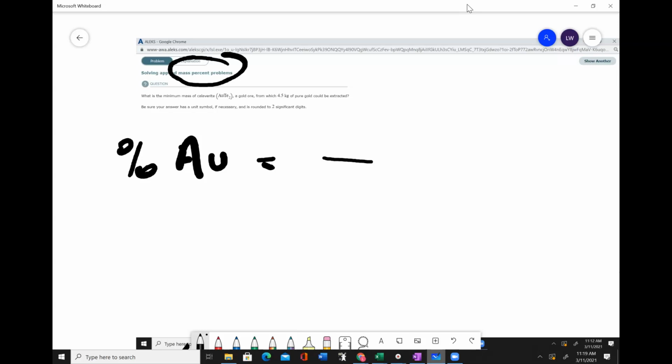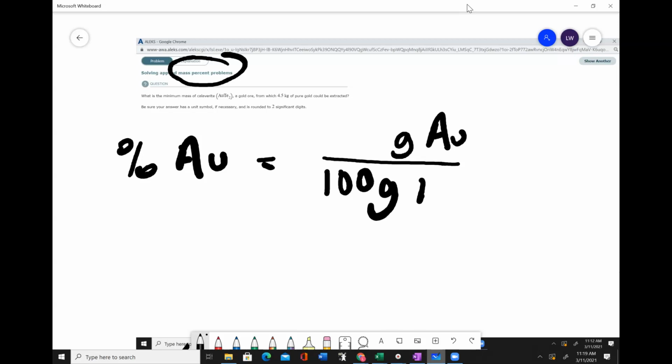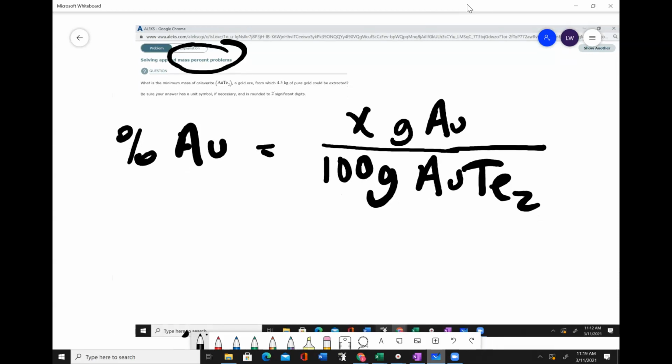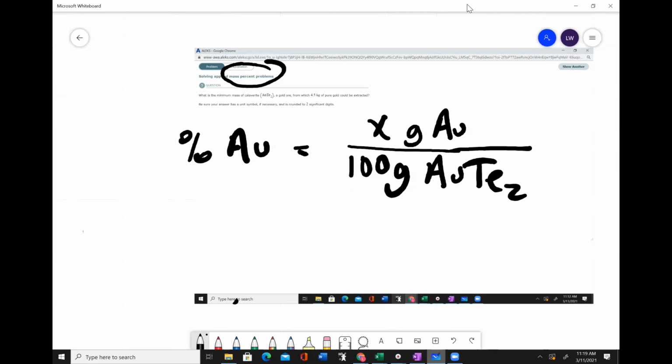And what that's going to give us is the grams of gold in every 100 grams of this gold ore. And once we've got that, we're going to be able to use this as a conversion factor. So that's going to be our key here. So let's see what we've got to do.